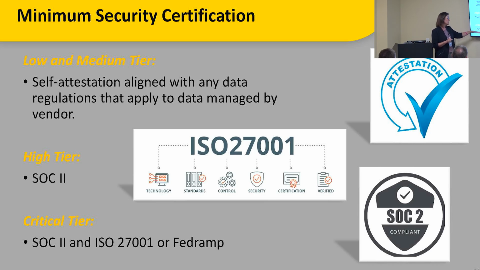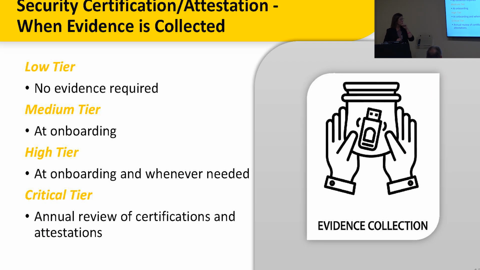If they're critical tier, we want a SOC 2 and maybe even something like an ISO 27001 or FedRAMP. It just really depends on the situation and the type of data that they are holding for us. When we talk about that security certification and attestation, for low and medium tiers, we're either going to not worry about collecting anything beyond that initial external survey. High tiers and critical tiers, we're going to be collecting it at onboarding and then sometimes annually.